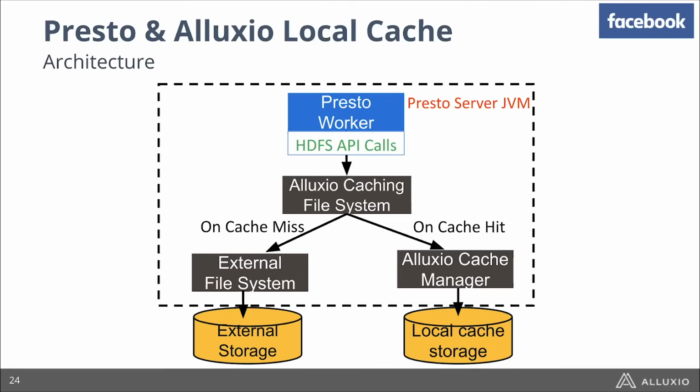On a cache miss, this caching file system will go to the external file system to fetch data and put this data back into the local cache storage.